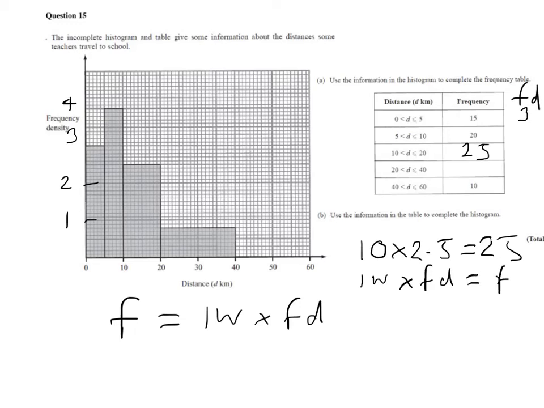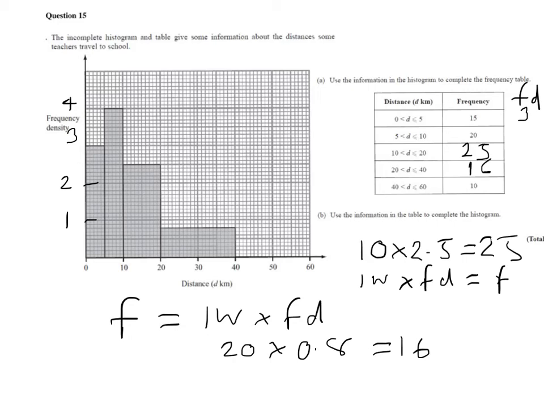Finally, the last one, 20 to 40. Well, 20 to 40 is a width of 20. Now if we look at that height there, there's 10 little squares, hopefully you can see them, 10 little squares, it comes up to the 0.8, so we've got to do 20 times 0.8, which comes to 16, so the frequency is 16.